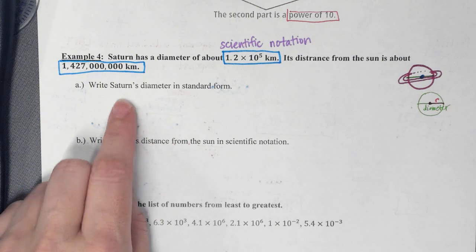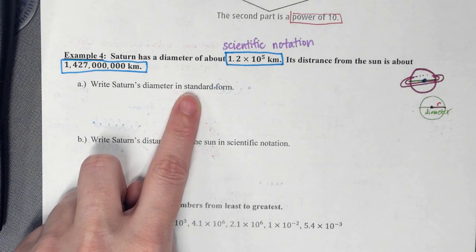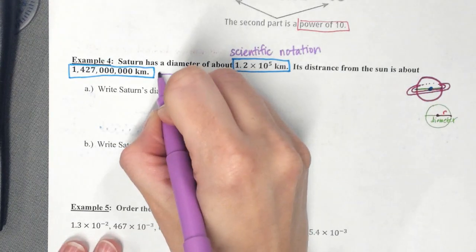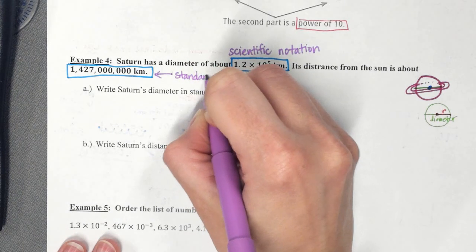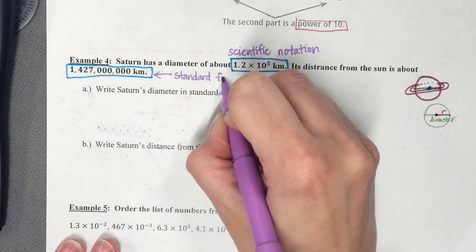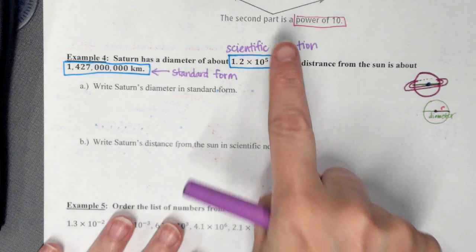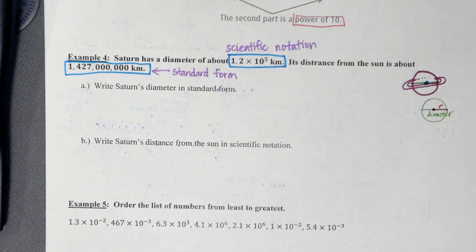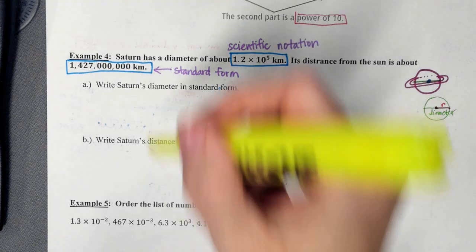Okay, so this is write Saturn's diameter in standard form. That's because it's given in scientific notation. We want to write it in standard form, which looks like this. Okay, so it's important that we do those labels because the question is going to ask you for a certain form. If we don't understand what that means, it's going to be really hard for us to answer the question.